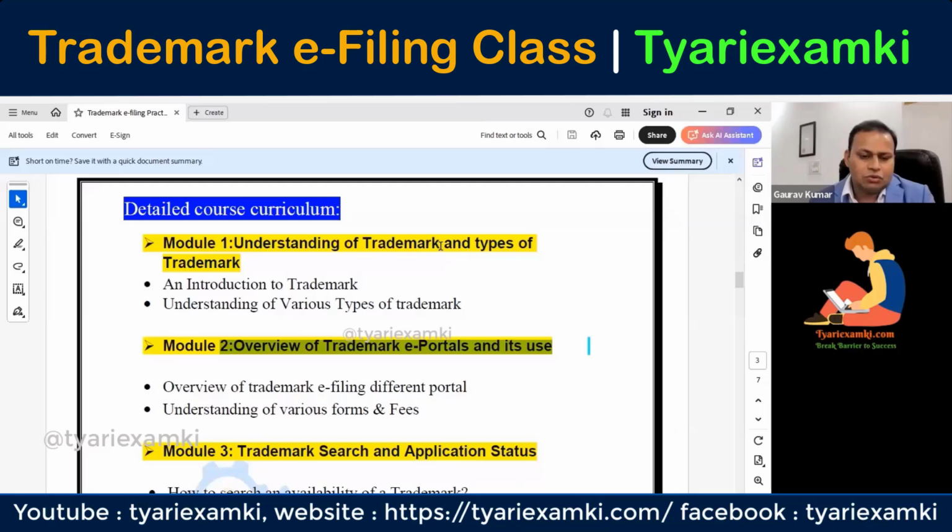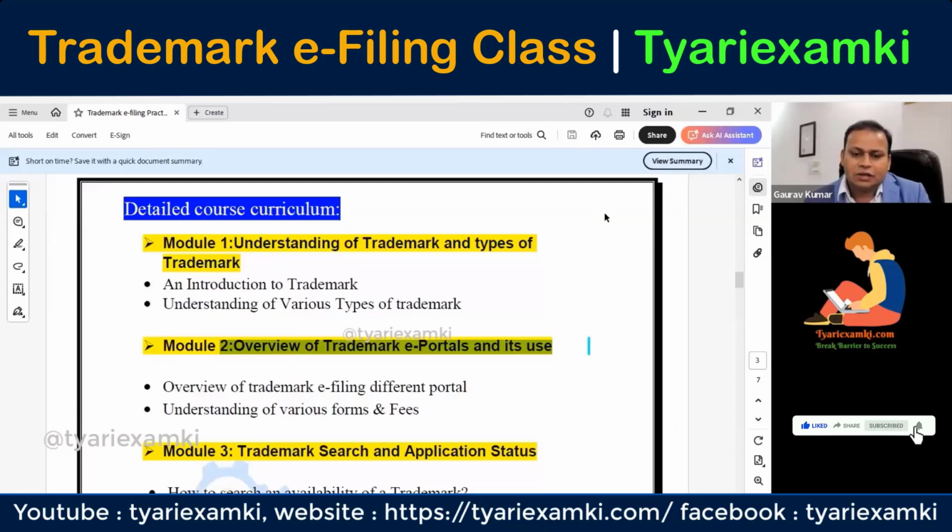So I will be with you throughout this course, and what we are going to take out from this course, let me discuss first. So, a detailed course curriculum. First of all, you will learn the basic understanding of what is a trademark and the types of trademark. You all must have heard about trademarks, so you must know the legality of a trademark and what kinds of trademarks there are.